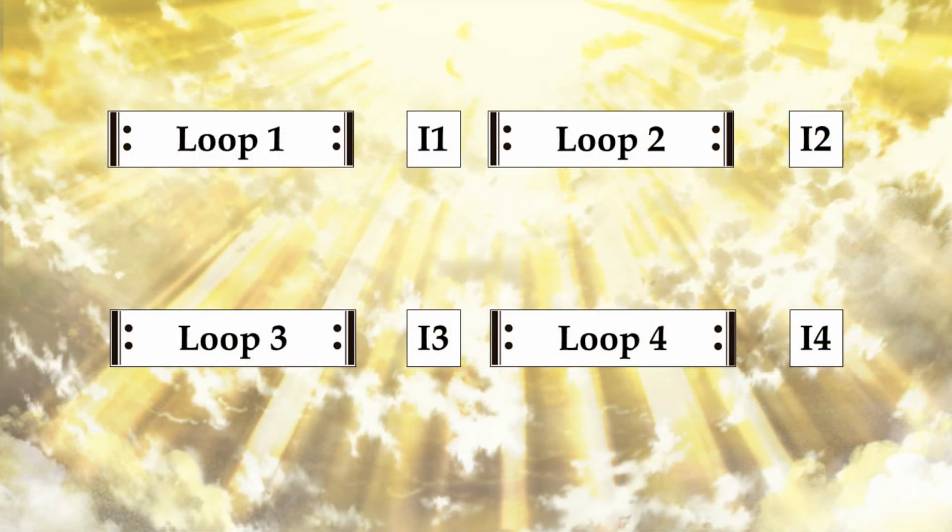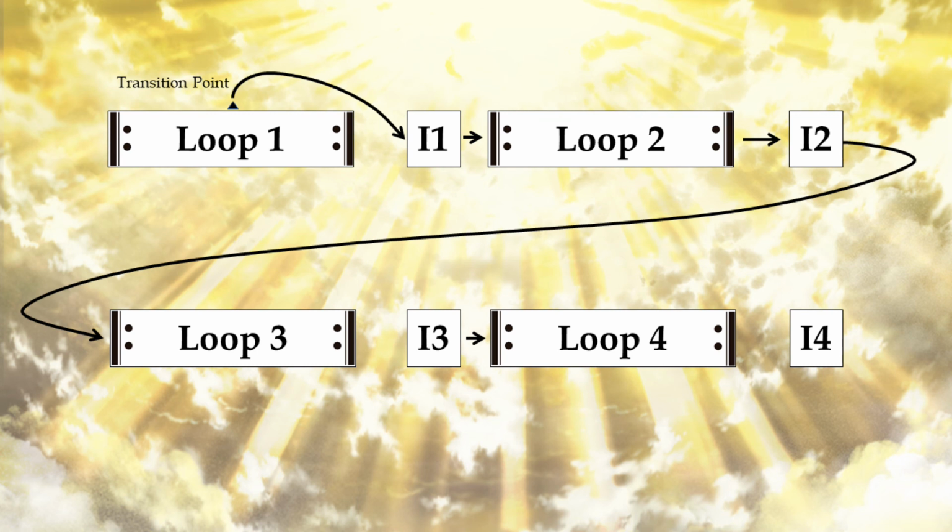So, in the end 4 transition techniques were used. Transition from a single transition point, transition at the end of a loop, fade out and a new start, and crossfade.